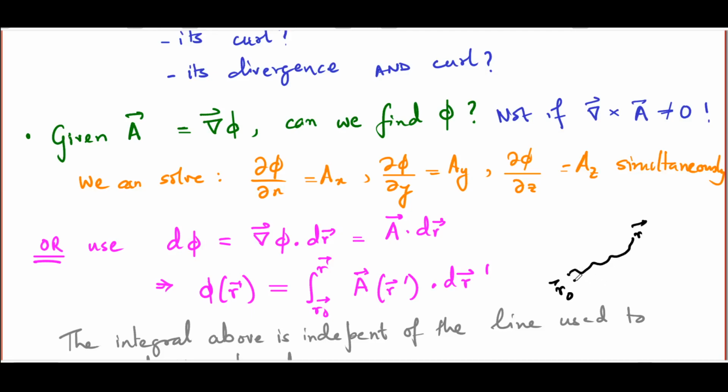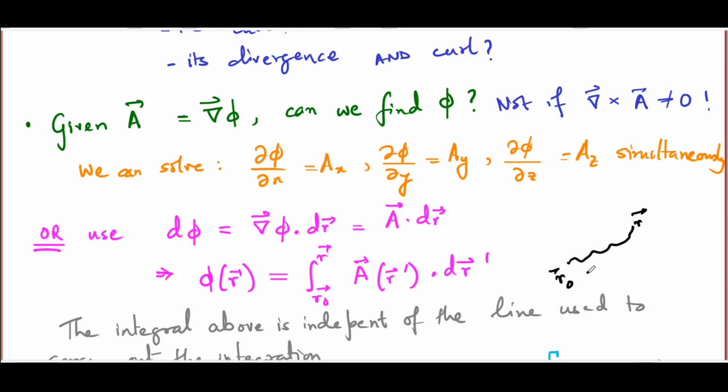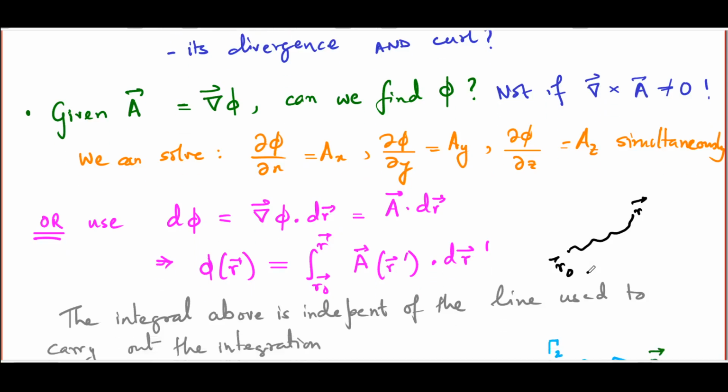And there are infinitely many paths between r0 to r. So one immediate thing that can come to mind is, even though this phi of r will have a gradient of A of r, is this phi of r at all unique, or do you get infinitely many solutions corresponding to the infinitely many paths which are possible? And the answer to that is again something you perhaps already know.